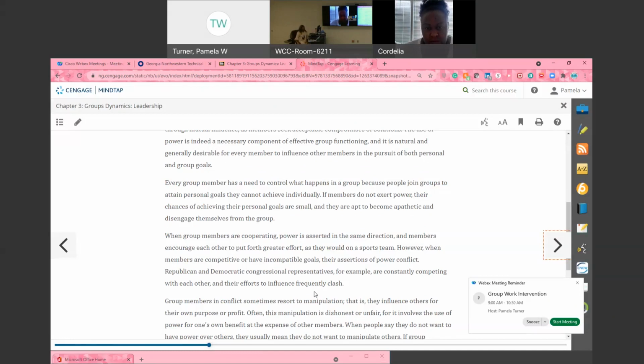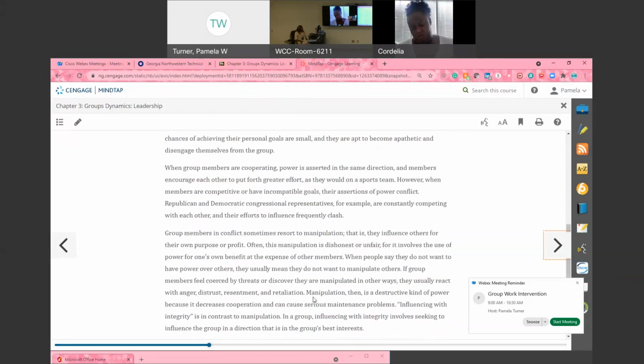However, when members have competitive or incompatible goals, for example, Republican and Democratic, innocent or guilty, then they are always going to be competing with each other, and they often clash. Okay, but in the real world, that's what happens, right? The words heterogeneous and homogeneous: a group that's heterogeneous means they're all different. We have different thoughts, beliefs, skin colors, dialects, or a homogeneous group where everybody believes the same. In a homogeneous group, things do get done quicker, but in a heterogeneous group, this is where we're going to see those differences.